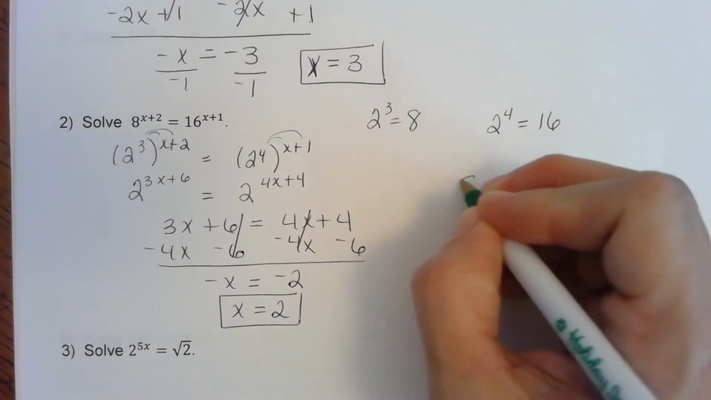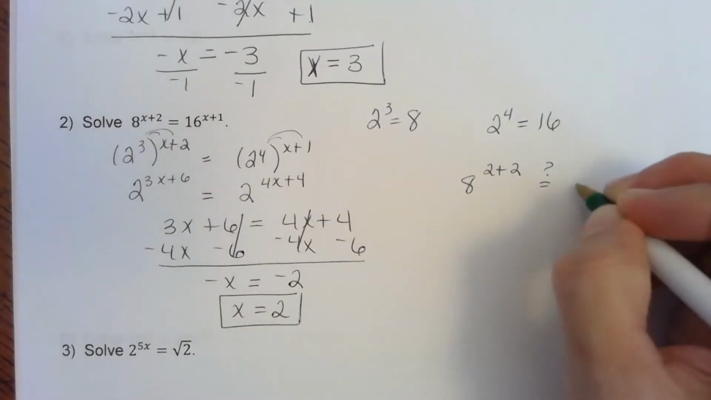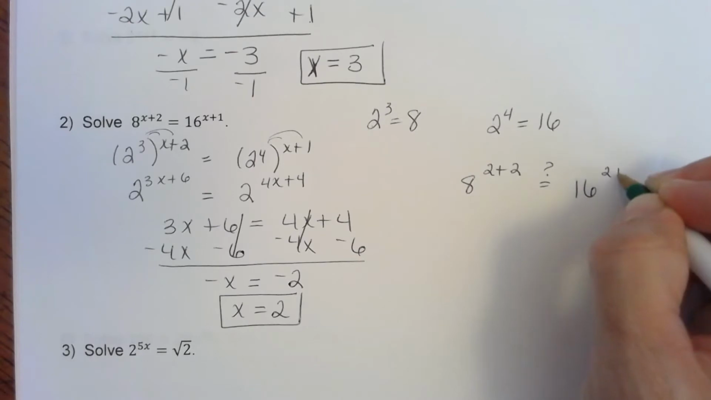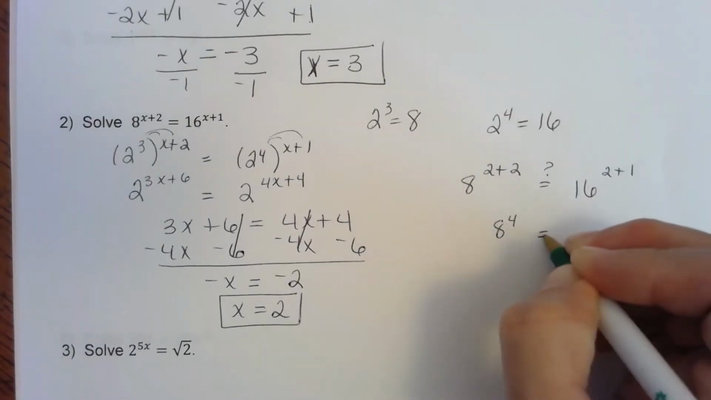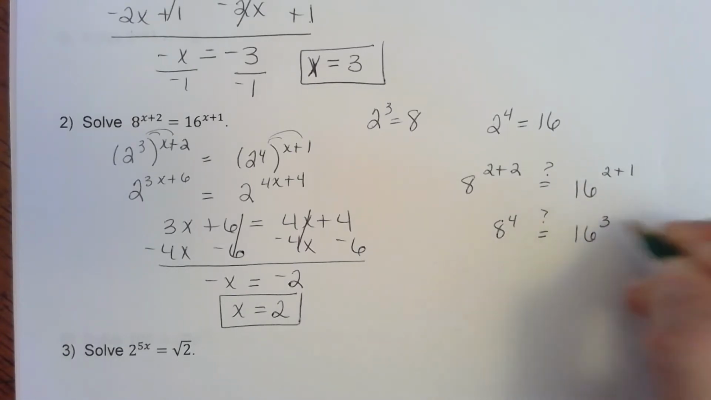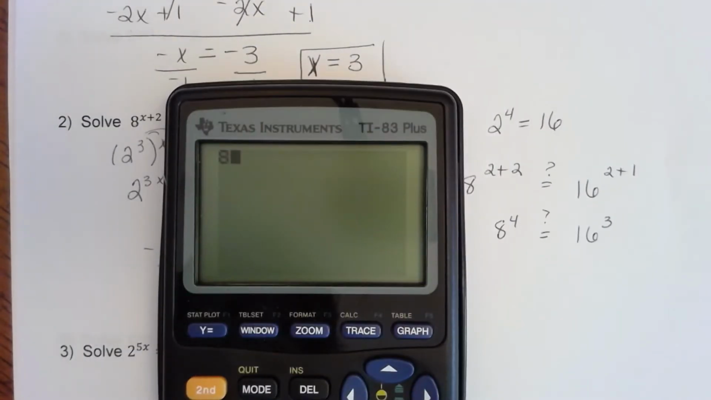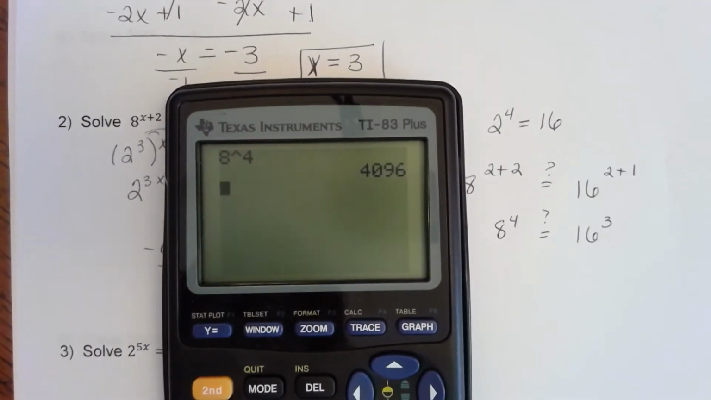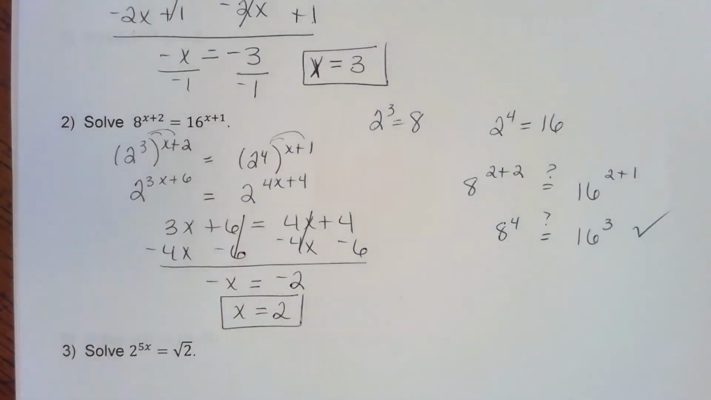We have 8 to the 2 plus 2. We want to know, is that equal to 16 to the 2 plus 1? Well, 8 to the 2 plus 2 is 8 to the 4th. 16 to the 2 plus 1 is 16 cubed. Are those the same? We have 8 to the 4th is 4,096. And 16 cubed is also 4,096. So yes, this works.